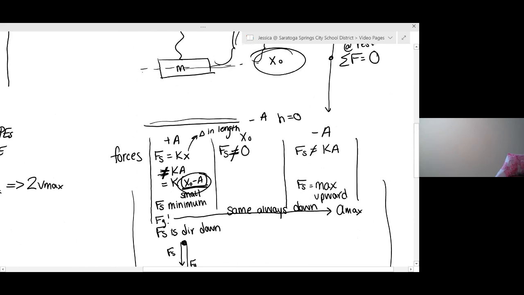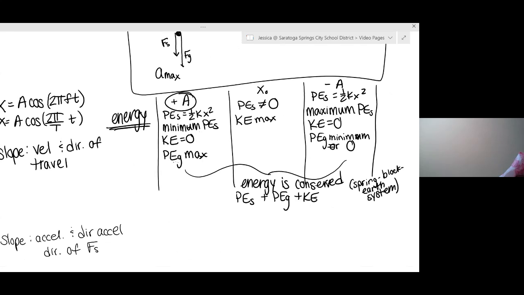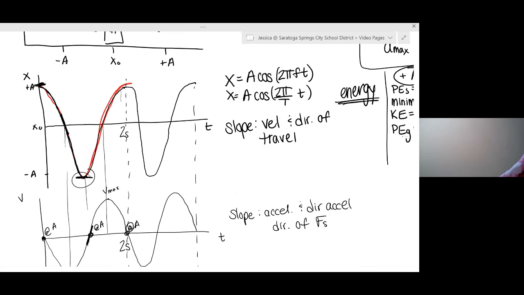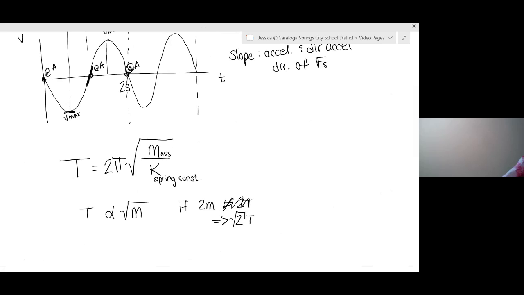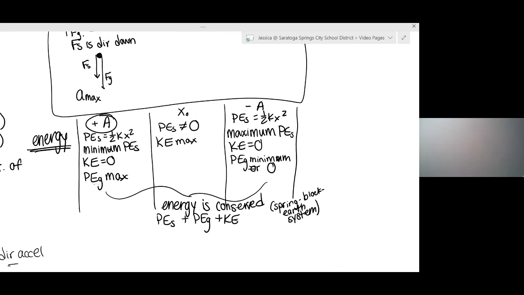If anything, they would ask you about energy. For a mass hung vertically on a spring, this whole kinematics part and the period equation still remains the same. So everything there still remains the same. The only thing that really changes is how we observe the energy. Okay. And really, that's all I had for simple harmonic motion with springs.